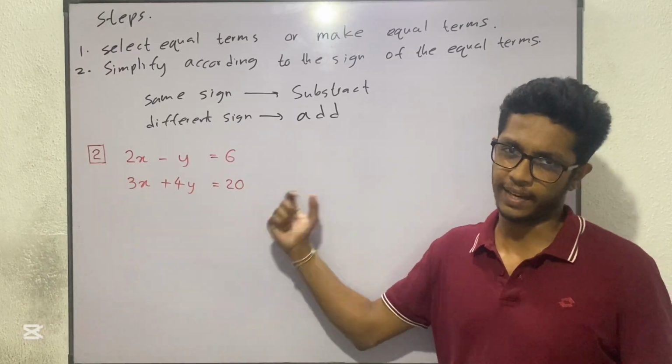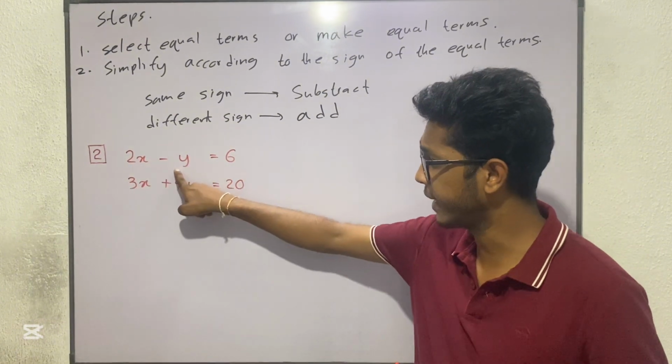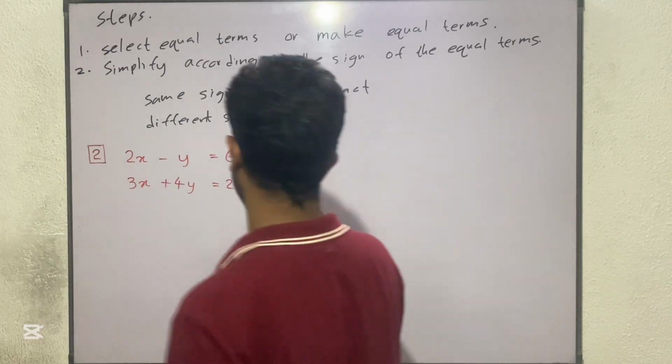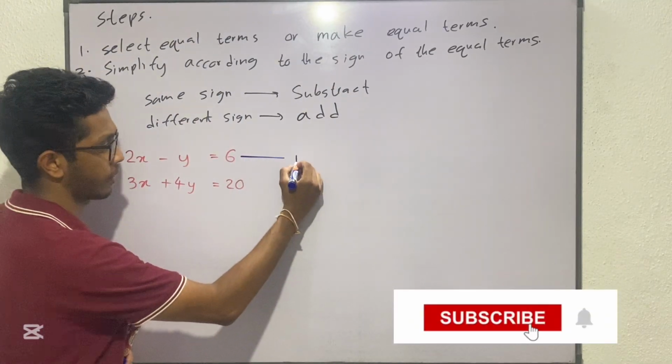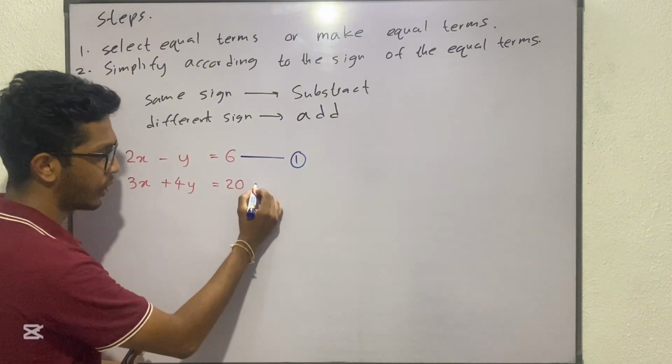This is my second example. So here first equation is 2x minus y equals 6. That is my first equation. My second equation, 3x plus 4y equals 20.